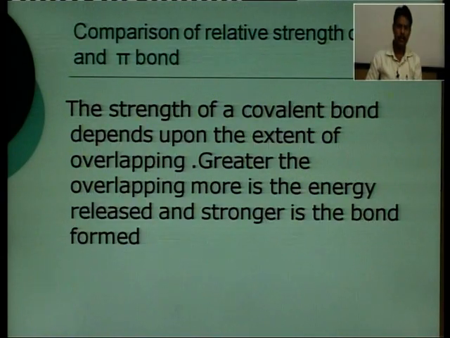Comparison of the relative strength of sigma and pi bonds. The strength of a covalent bond depends upon the extent of overlapping. The greater the overlapping, the more energy is released and the stronger is the bond formed. A pi bond is formed by sideways overlapping. As the overlapping is less, the strength is also less.